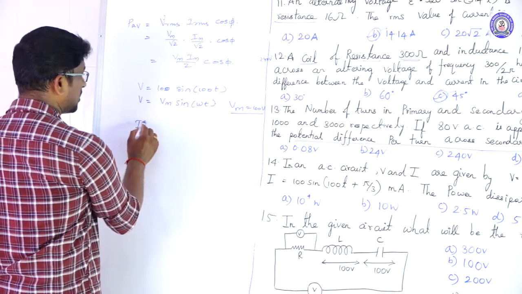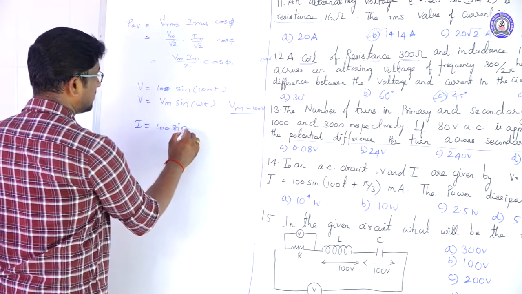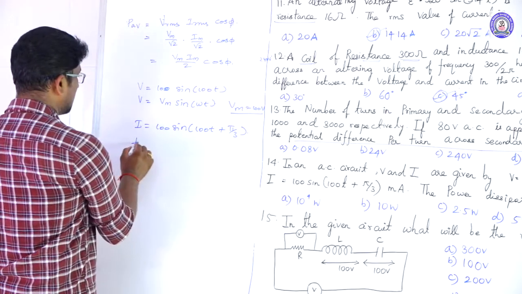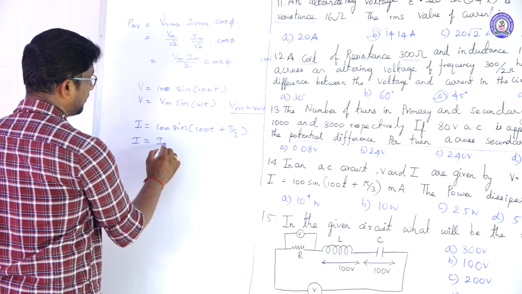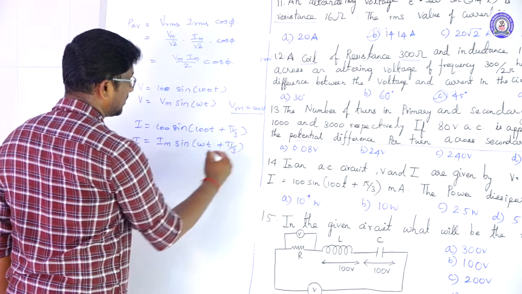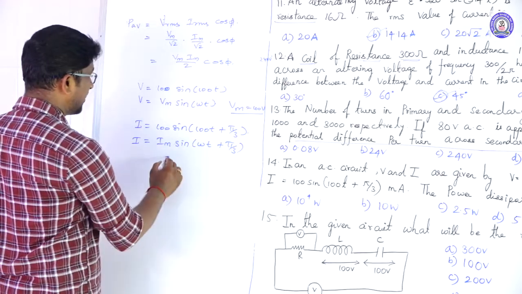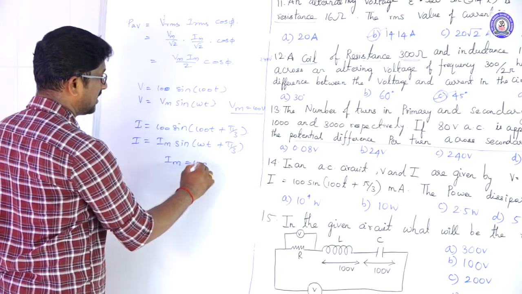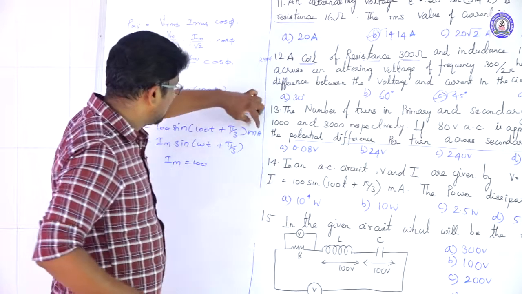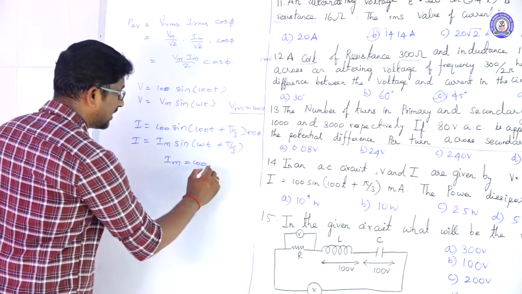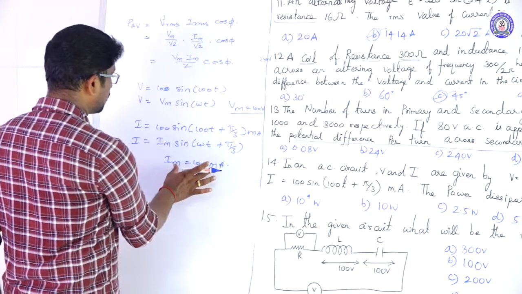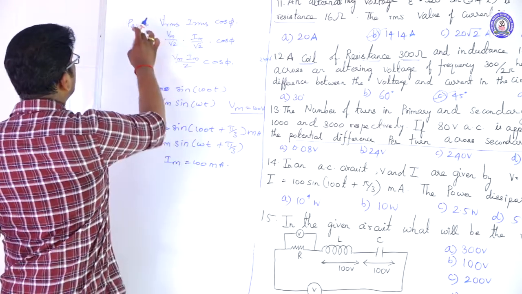Similarly, the current equation is I is equal to 100 sine of 100 t plus pi by 3, and I is equal to Im sine of omega t plus pi by 3. Now comparing these two equations, Im value is 100. But here in the equation, the current value is given in milliampere. So Im value is 100 milliampere. Right. Now substitute Im value and Vm value in this equation.